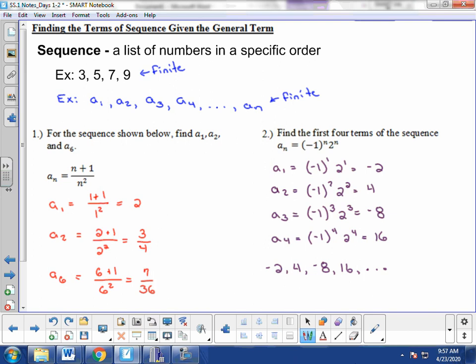So we can find terms in a sequence by substituting in for the n value for whatever term we're looking for. So 1 for the first term, 2 for the second term, 10 for the 10th term, 100 for the 100th term, so on and so forth. You can also find terms by figuring out a pattern that's occurring in the sequence and continuing that pattern along. So this is the basic definition for a sequence.